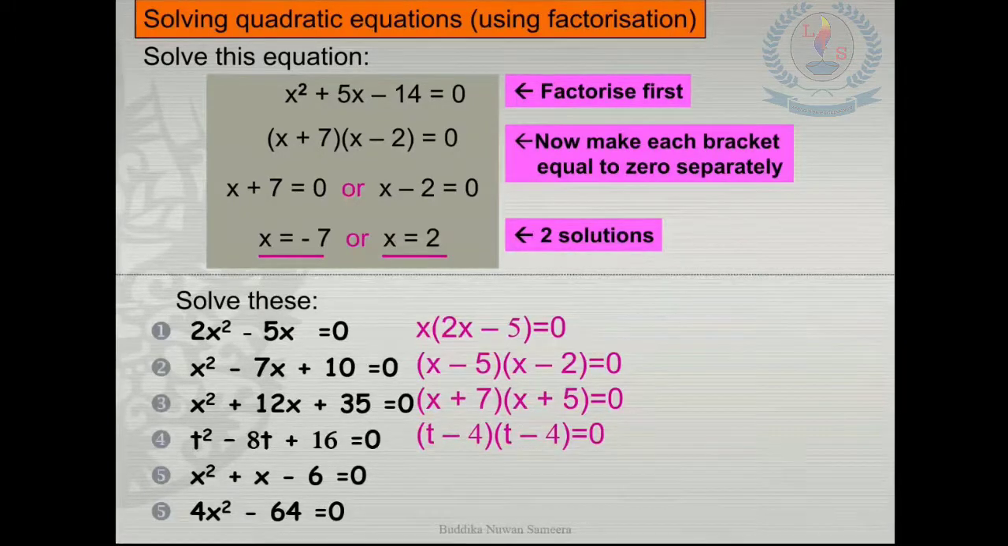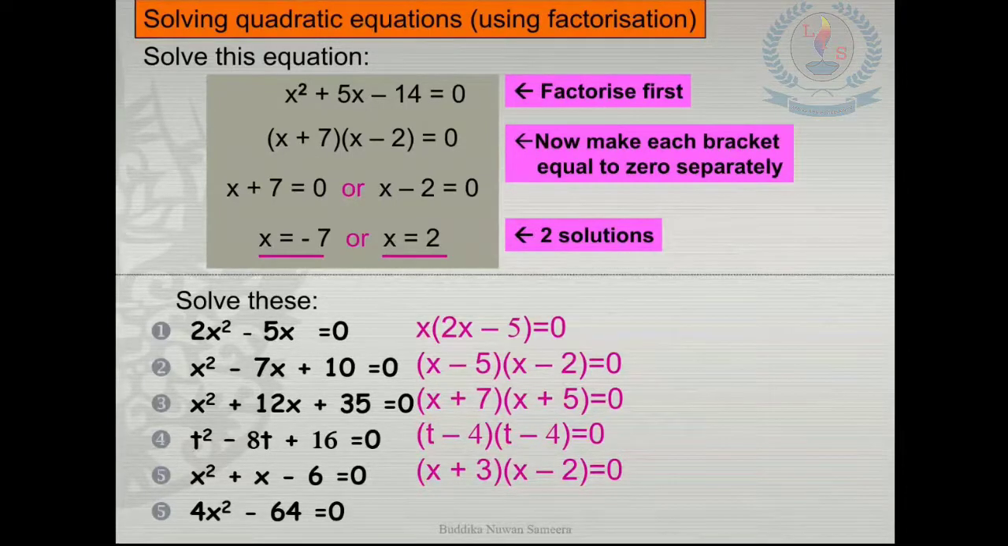Fifth one, you have to factorize x square plus x minus 6. So you need to make plus 1 from minus 6, that is plus 3 times minus 2. So the two factors are x plus 3 and x minus 2. So you can rearrange the equation. x plus 3 times x minus 2 equals 0.